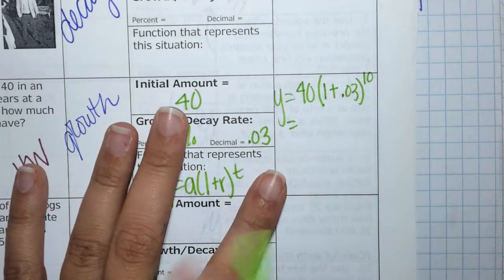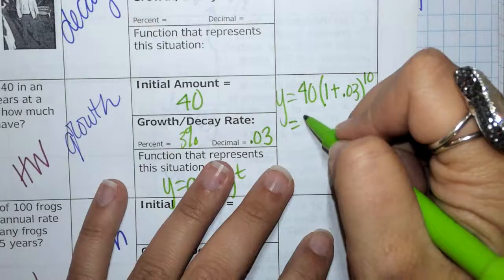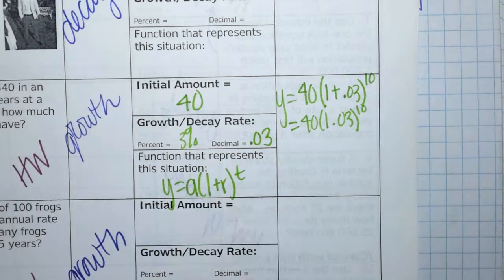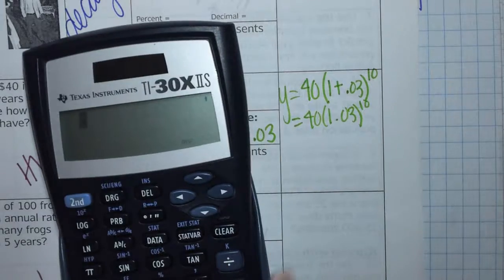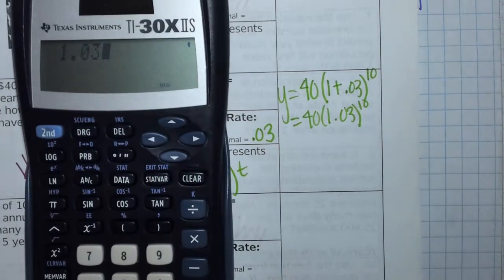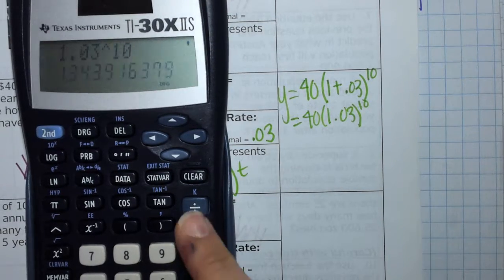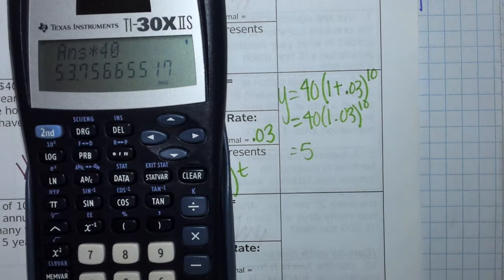Okay. Now, I'm going to add 1.03, correct? And I get 1.03 to the 10th power. Alright, now 1.03. What button do I hit next? The caret, and then 10. And then multiply by 40. And then I multiply it by 40.